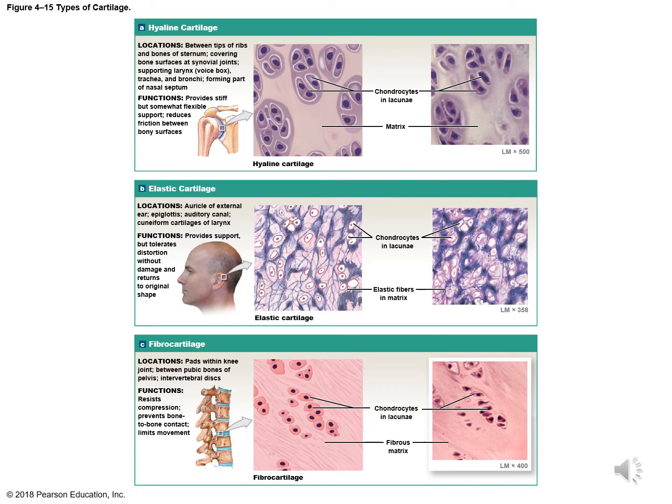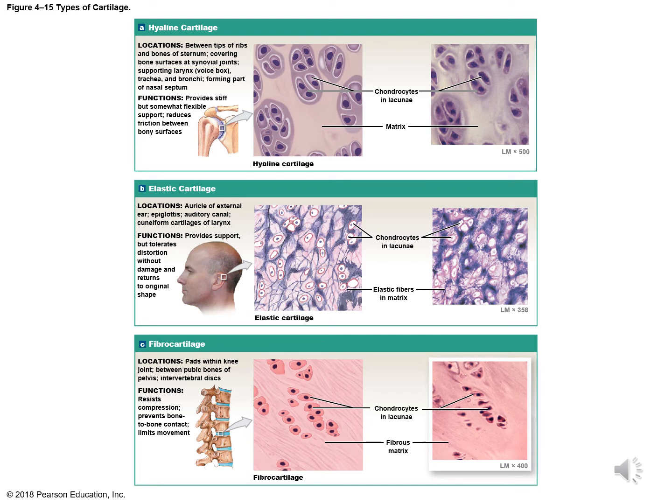The second type is elastic cartilage. This will contain numerous elastic fibers in its matrix. Therefore, it makes it really resilient and flexible. You're going to find this in your outer ear, your epiglottis, and your cartilage in the larynx, which is called cuneiform cartilage, which is involved with your voice box.